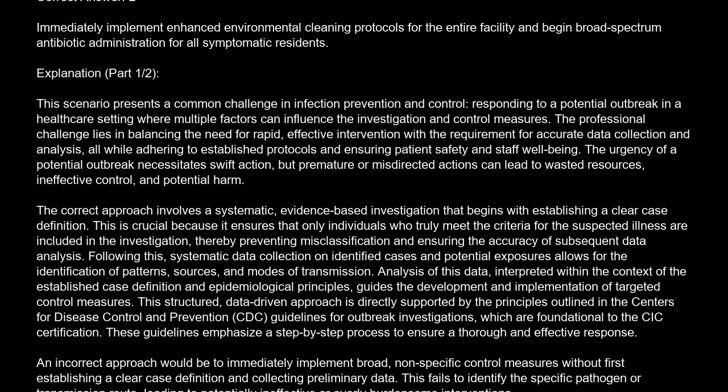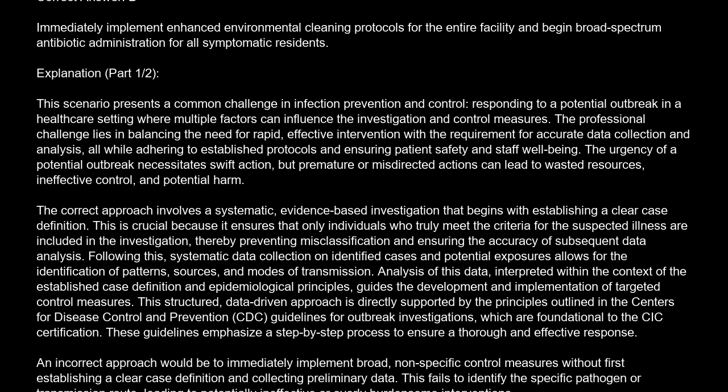This structured, data-driven approach is directly supported by the principles outlined in the Centers for Disease Control and Prevention (CDC) guidelines for outbreak investigations, which are foundational to the CIC certification. These guidelines emphasize a step-by-step process to ensure a thorough and effective response.